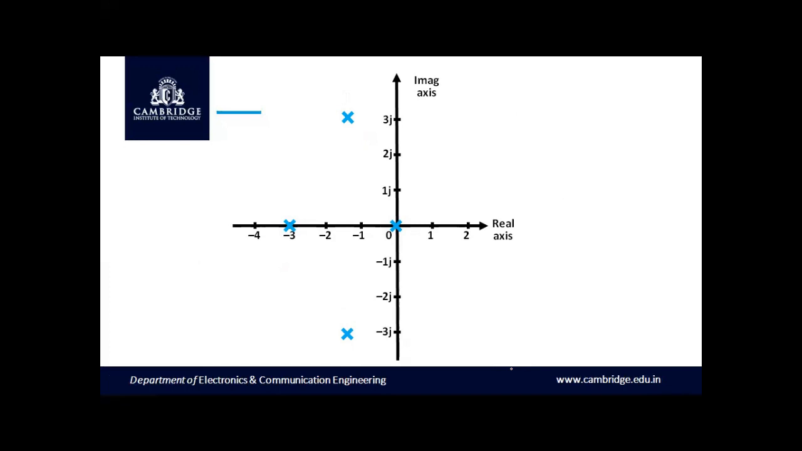In this example, you have been given 4 poles: at s equal to 0, minus 3, and a complex conjugate pair at minus 1.5 plus 3j as well as minus 1.5 minus 3j. As this example has complex conjugate poles, we are supposed to calculate the angle of departure for these complex conjugate poles.